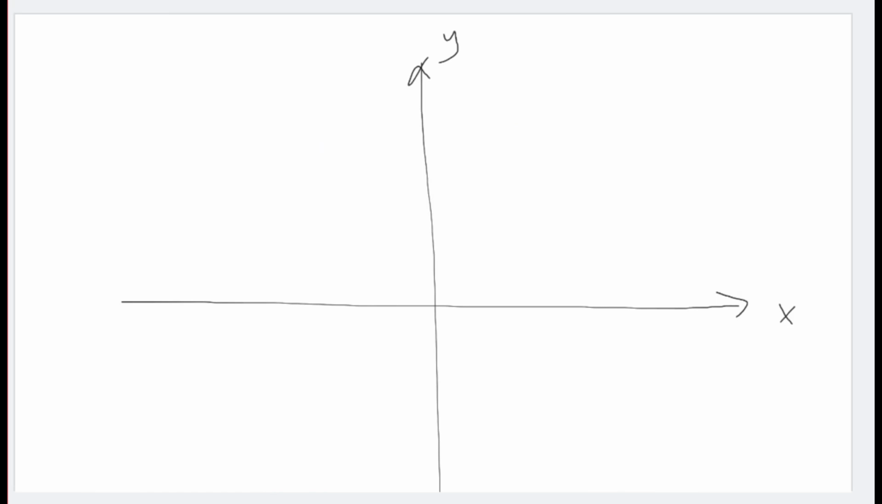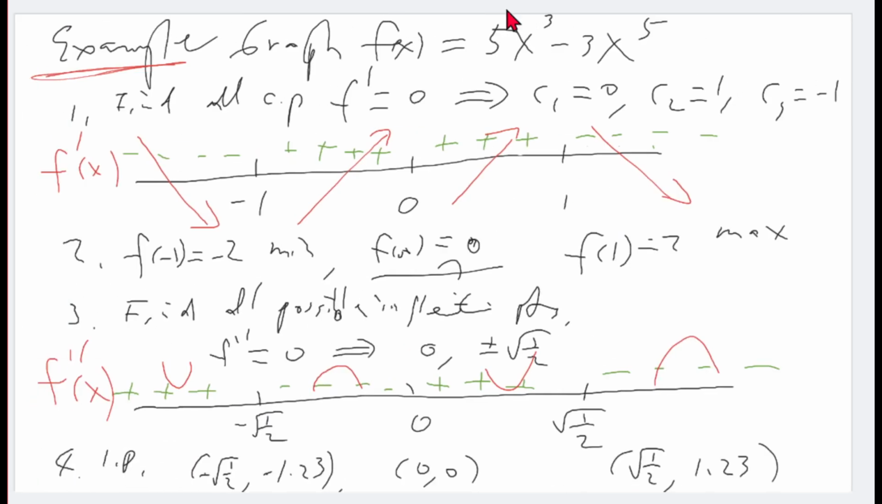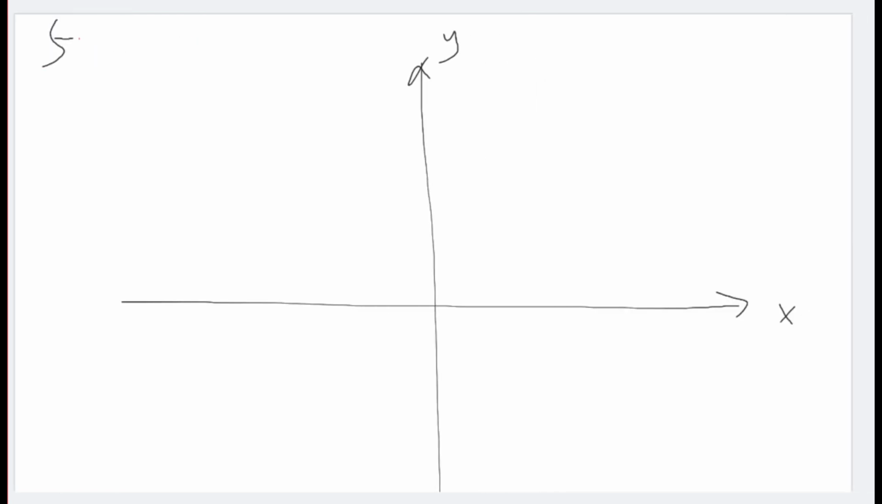So, of course, step 5. This is the last step. In step 5, we're going to try to graph this function based on what we obtained in all the different steps. So first, usually we label important locations like critical points: -1, 0, 1.